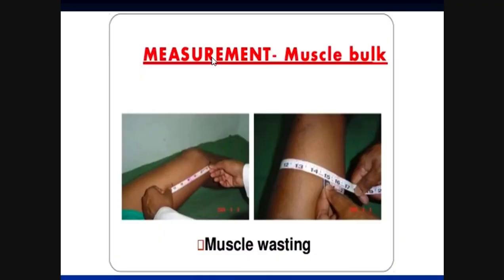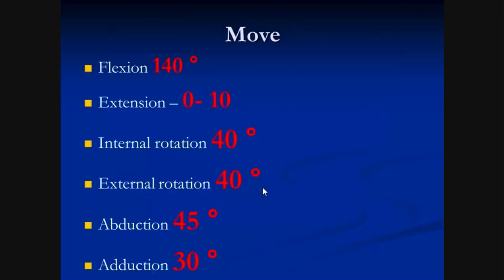Measurement of the muscle bulk is important, and sometimes we can identify that the muscle is atrophied if we compare the circumference of the limb with the other side. Then we examine the movement of the hip joint. Usually the hip joint flexes from 90 to 140 degrees and extends 0 to 10 degrees. We have internal rotation about 45 degrees, external rotation up to 40 degrees, abduction 45 degrees, and adduction about 30 degrees.